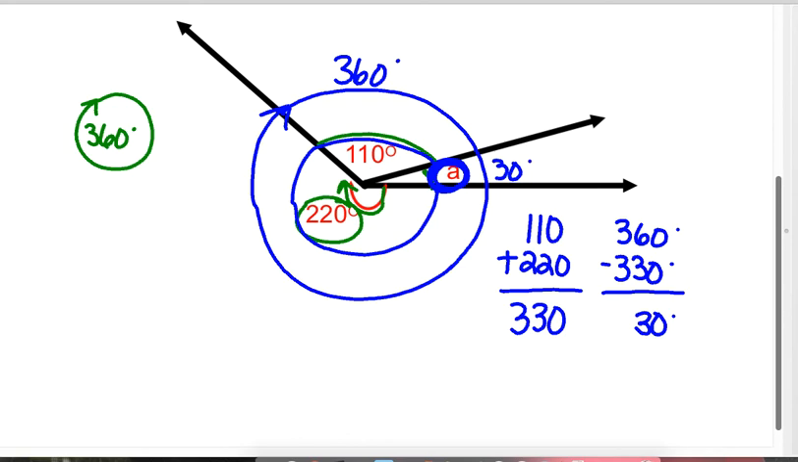So this one was a little bit different. This didn't really have anything to do with vertical angles or supplementary or complementary or alternate interior or corresponding. To solve this problem, you really just had to remember that a complete circle has 360 degrees in it all the way around. This one wasn't quite so tough.